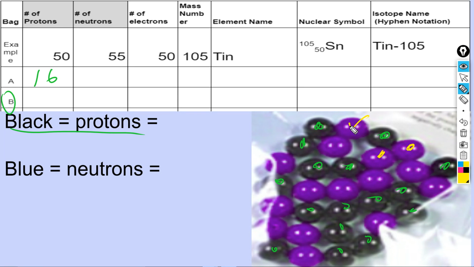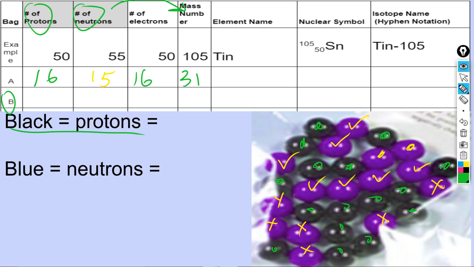1, 2, 3, 4, 5, 6, 7, 8, 9, 10, 11, 12, 13, 14, 15. We've got 15 neutrons. Does it look like I missed any? I don't think I missed anything. The number of electrons should equal the number of protons for now, so 16. Protons plus neutrons gives you the mass: 16 plus 15 is 31.